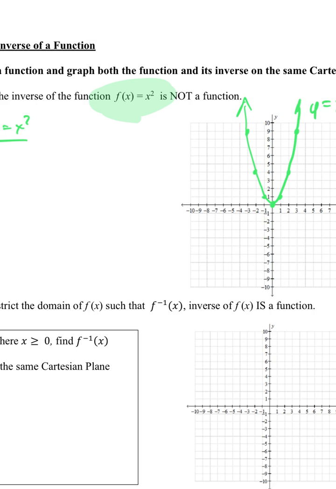There are no domain restrictions. So we can get these values and plot those points. But hopefully by now in our career, we can graph a quadratic function rather quickly.